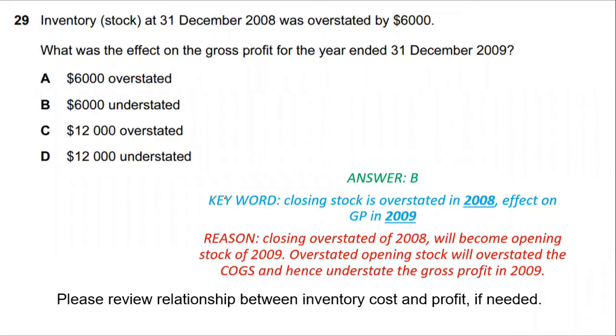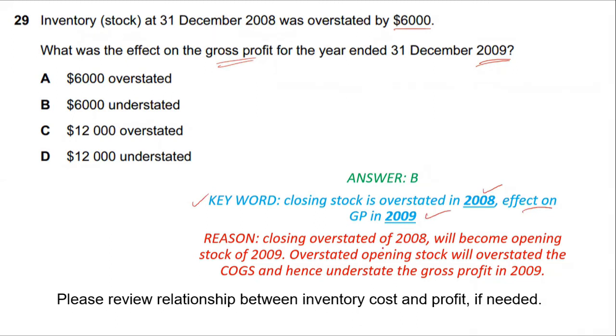Multiple choice 29. Inventory stock at 31st December 2008 was overstated by 6,000. So my ending stock at 31st December 2008 is overstated. What was the effect on gross profit for the year ended 31st December 2009? Again, I would emphasize that you should pay attention to dates. It is asking for the effect on gross profit for 2009. So understanding the problem is important. Closing stock is overstated in 2008, effect on gross profit in 2009.